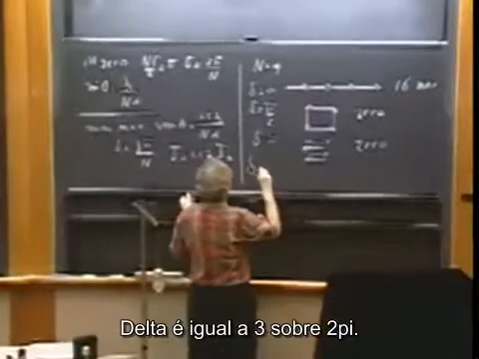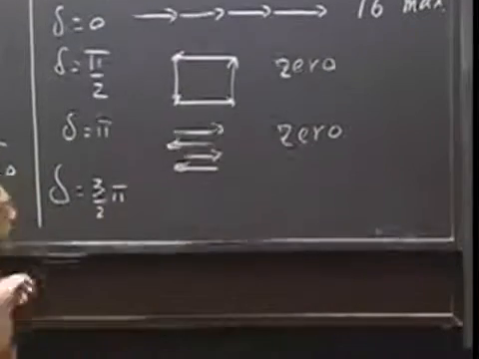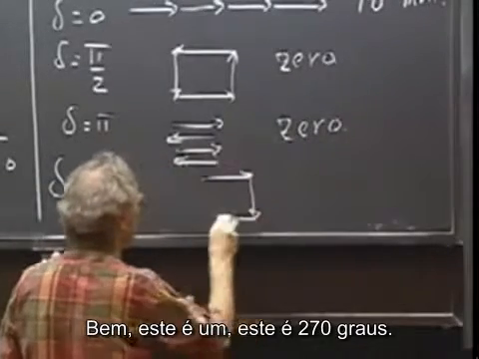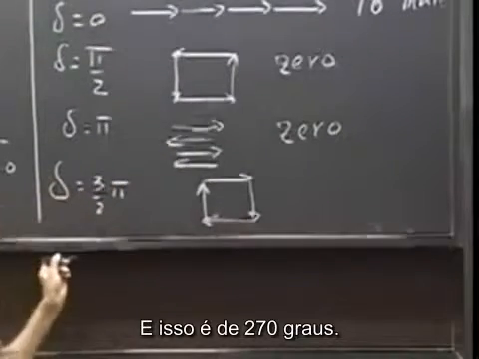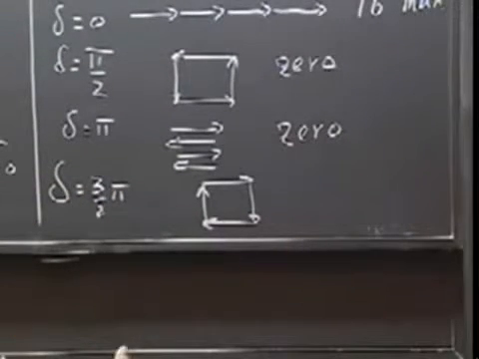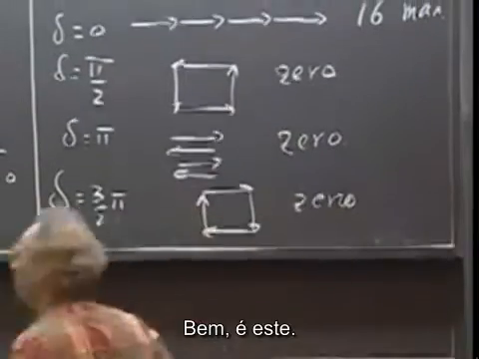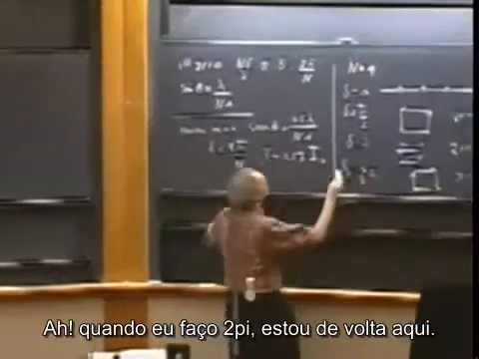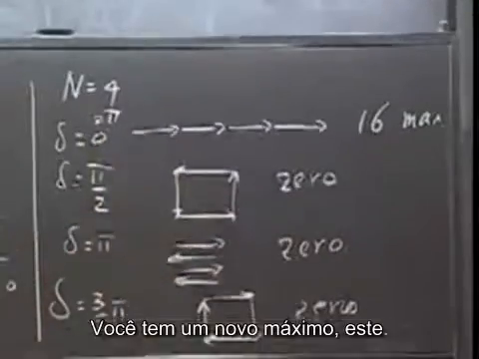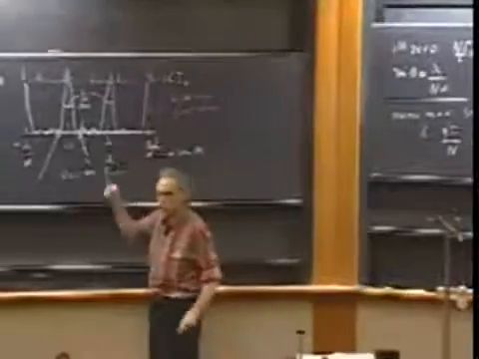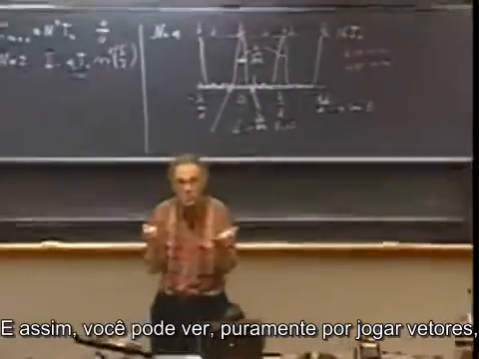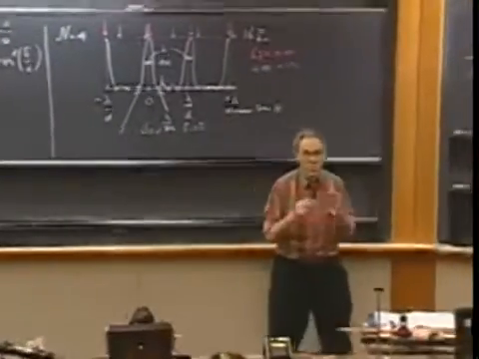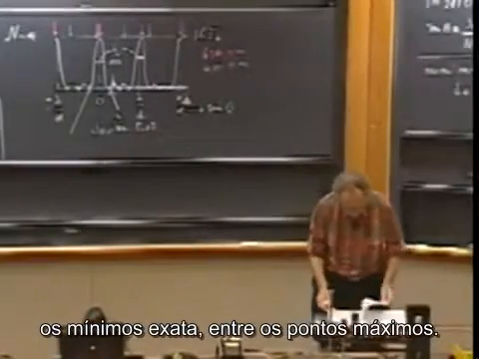Delta equals 3/2 pi. 3/2 is 270 degrees. Well, this is 1, this is 270 degrees, this is 270 degrees, and that is 270 degrees. What is the net result? 0. So that's this one. Now I'm going to do 2 pi. When I do 2 pi, I'm back here. I get another maximum. And that's this one. And so you can see, purely by playing vectors, very simple, on a high school level, you can see that there will be n-1 minima, exact minima, between the prime maxima.